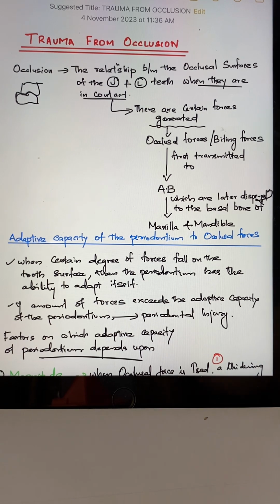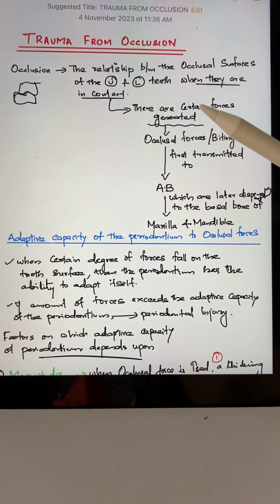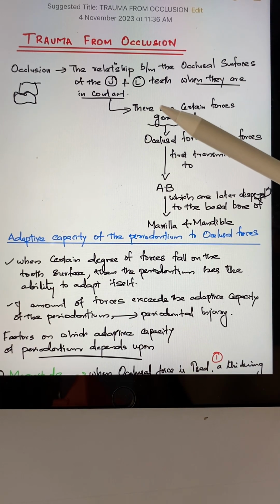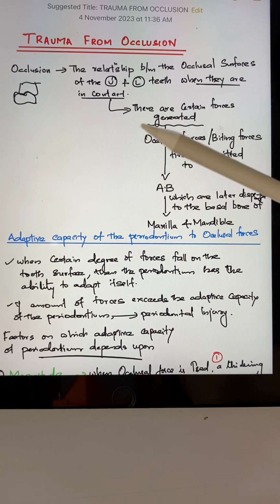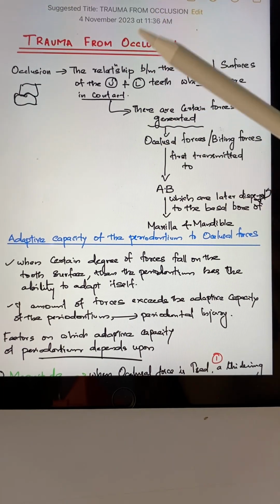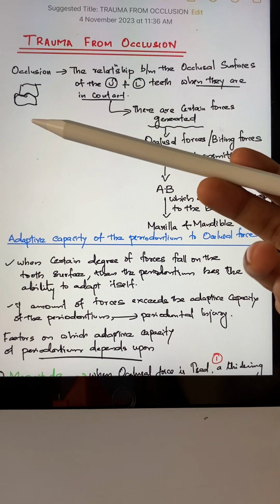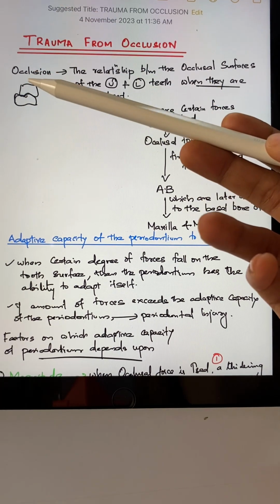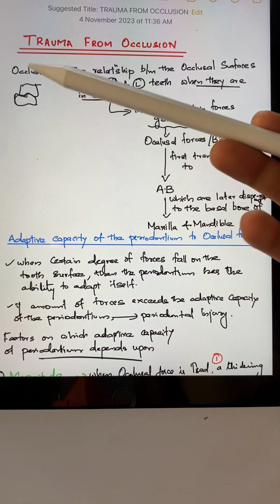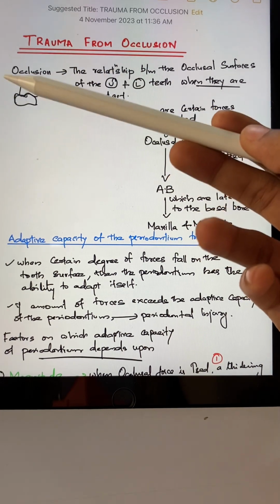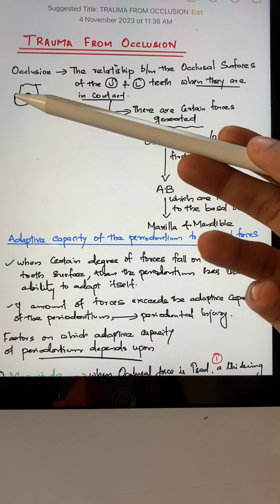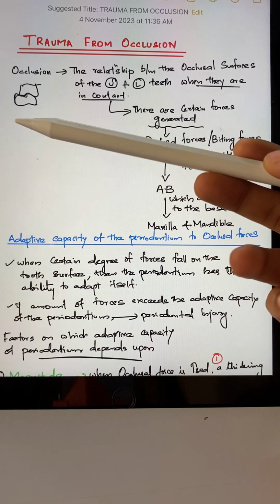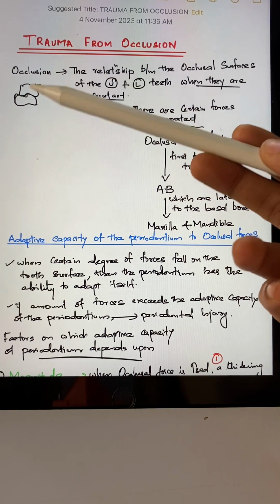Before going into detail about this, I want all of you to know what occlusion is. Occlusion is a relationship, you all know about occlusion. It is just the relationship between the occlusal surfaces of the maxillary and mandibular teeth when they are in contact. When these upper and lower teeth are in contact, certain forces are generated. They are the occlusal forces or the biting forces.